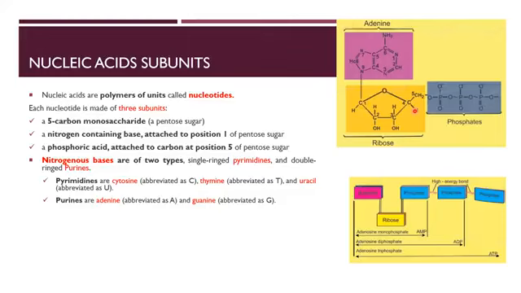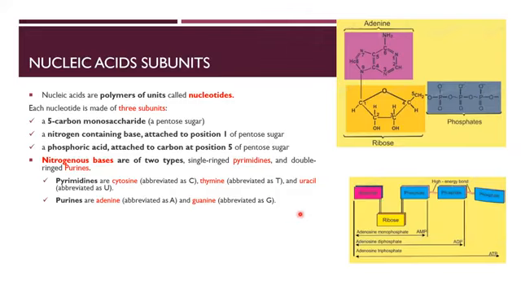Nitrogenous bases are of two types. So the pyrimidines. Pyrimidines are small and single ringed, and these are cytosine, thymine, and uracil. Okay. And purines. Purines are large and double ringed, and they include adenine and guanine.